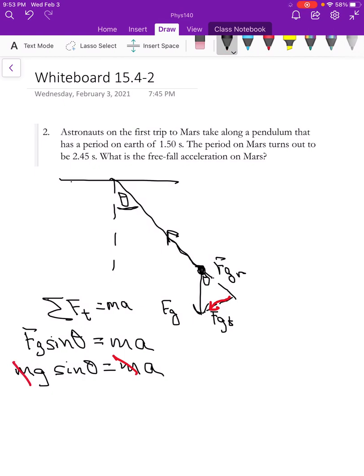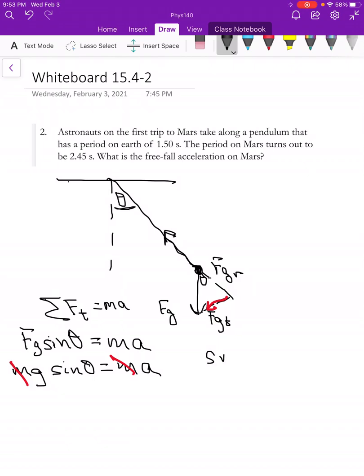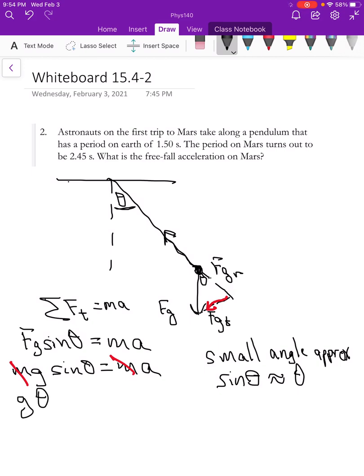And I'm going to assume small angle approximation. And that's just telling me that sine theta is approximately equal to theta for really small angles, like less than a degree. So I'm going to plug that in. So g theta is equal to a.